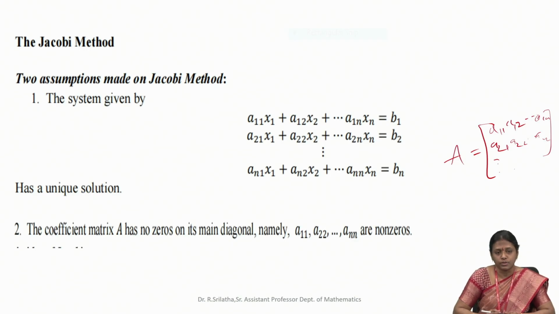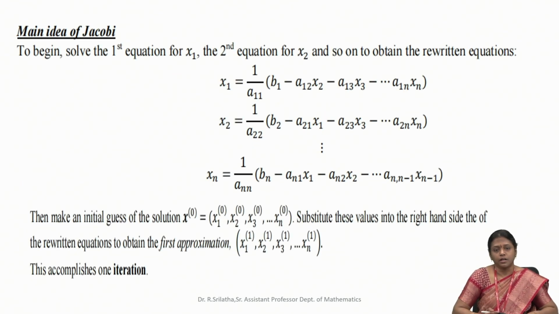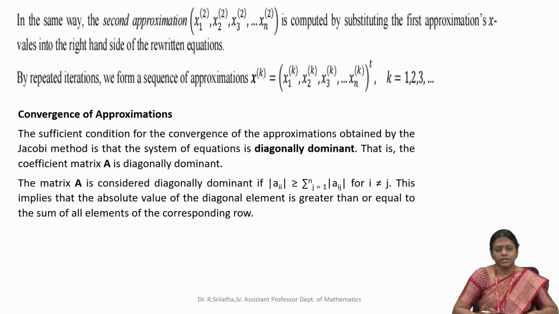It has no zeros in its main diagonal elements. The main diagonal elements are a11, a22, a33 and so on up to ann. We call all these elements non-zero diagonal elements. So whenever we implement the Gauss Jacobi method, we need to keep in mind these two assumptions. After that, we need to keep in mind one more condition.